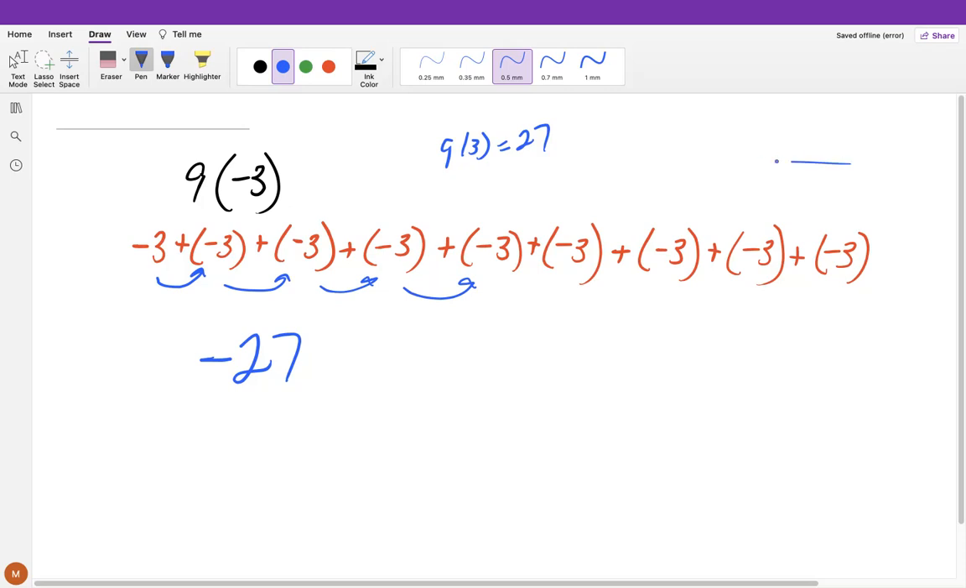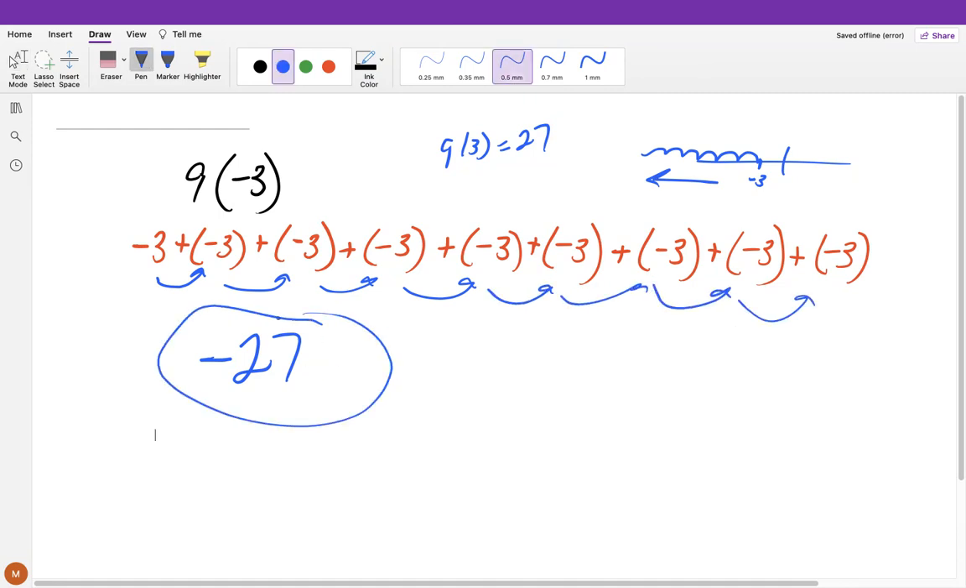So we keep on moving on our number line. If we start at negative 3 and we're adding negative 3 every single time, we're moving even further to the left, meaning that our number is going to be negative. So 9 times negative 3 is negative 27.